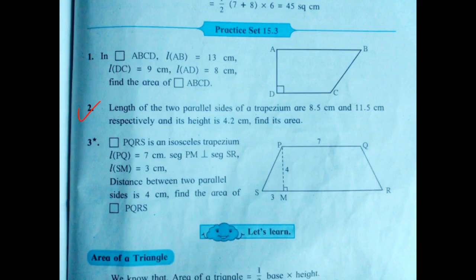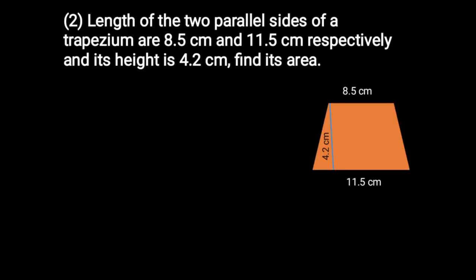Next, length of the two parallel sides of a trapezium are 8.5 cm and 11.5 cm respectively, and its height is 4.2 cm. Find its area. This is the rough figure of the trapezium. The figure of the trapezium was not given in question number 2. What is given in the question, write it.